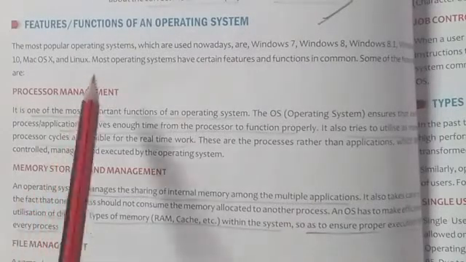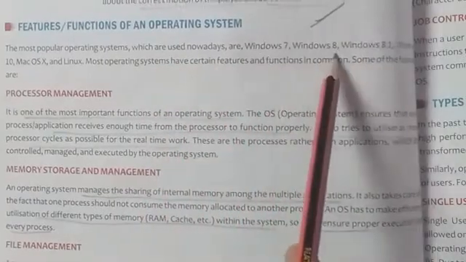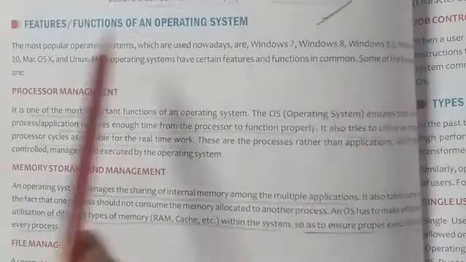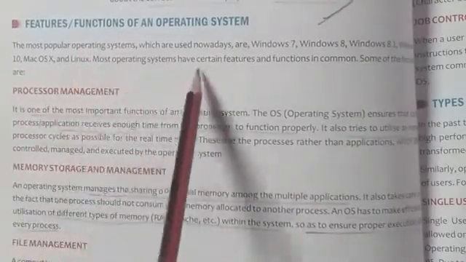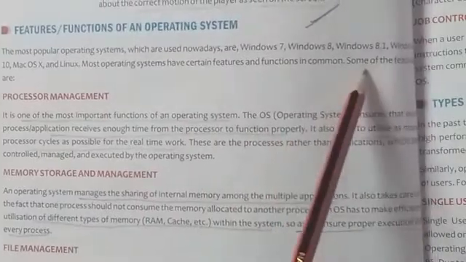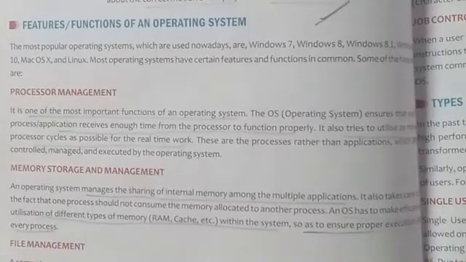The most popular operating systems used nowadays are Windows 7, Windows 8, 8.1, Windows 10, Mac OS X and Linux. Most operating systems have certain features and functions in common. Now we are going to discuss these different functions and features.